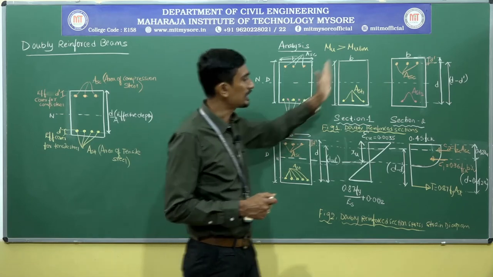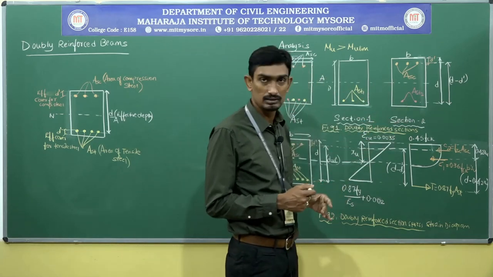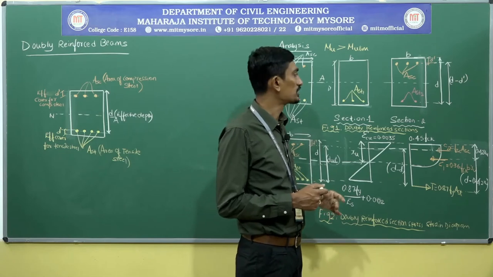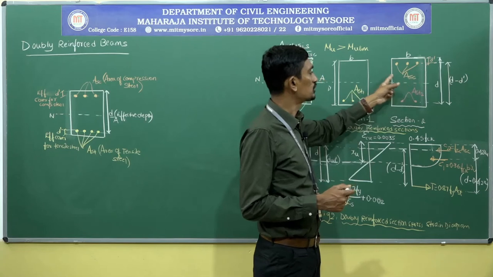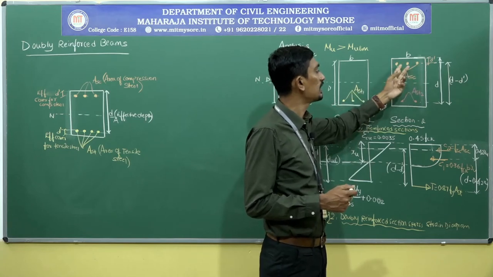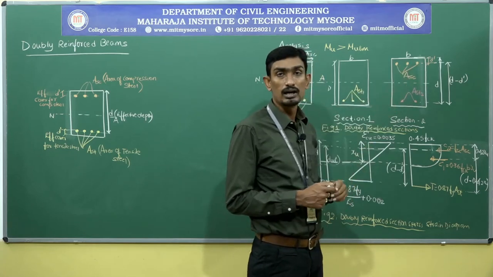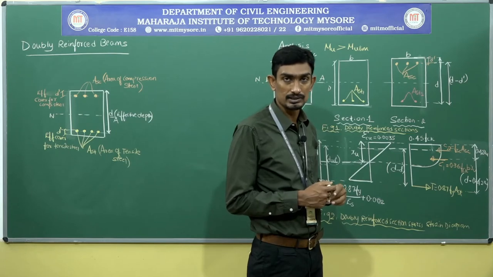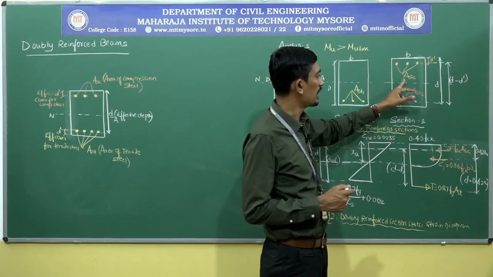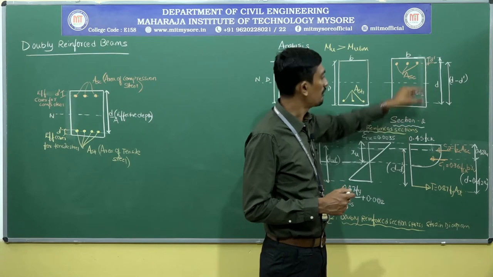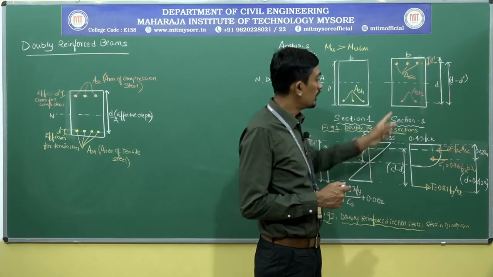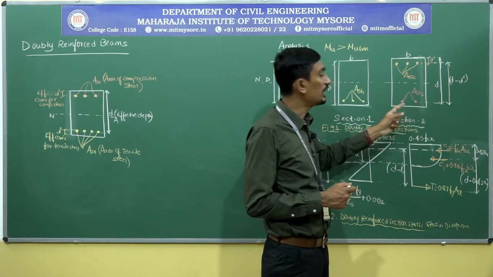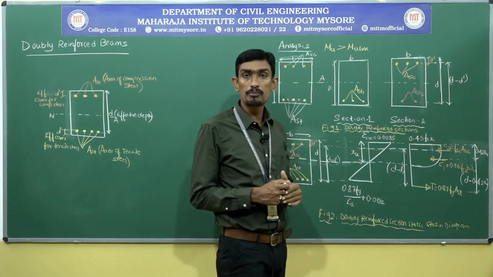Next, come to the second section. In this particular section you can see that in the compression zone I have been provided with 3 numbers of compression bars or compression steel, which will be denoted by the area ASC, with an effective cover d dash.